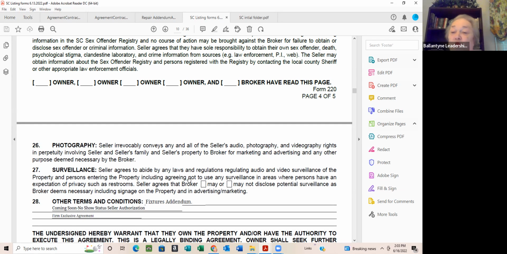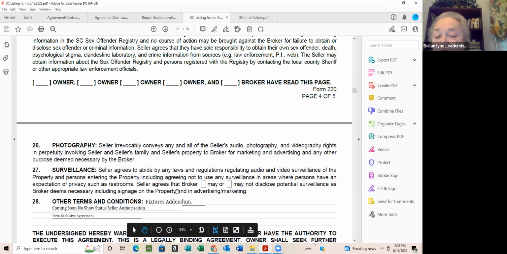You do need to warn the seller that they cannot sit down in the cubicle at Bank of America and watch everything that's going on in their house, and they need to know the surveillance rules of audio and video in their area. Right here, and I think this is strange.